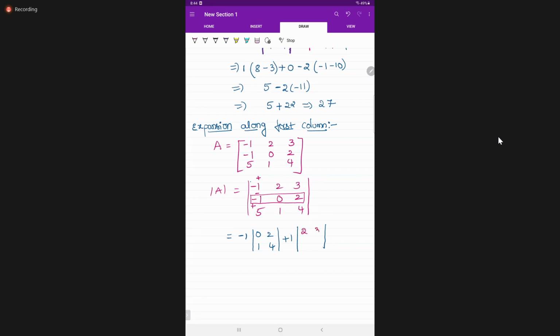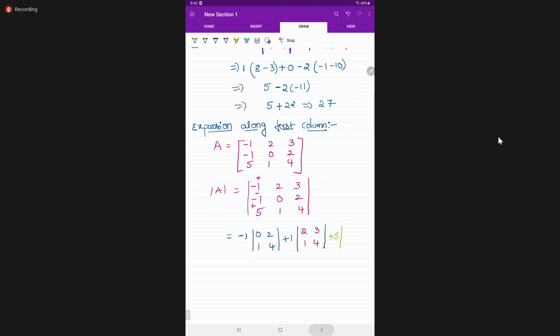2, 3, 1, 1, 4. Now tell me. Plus 5. Next, plus 5. Students, are you following, all of you? Yes, ma'am. Plus 5 of the determinant. Please respond, all of you students. Is there any confusion? Did all of you understand this one?